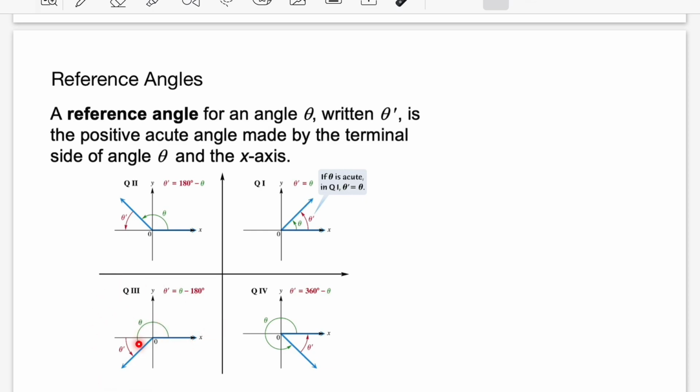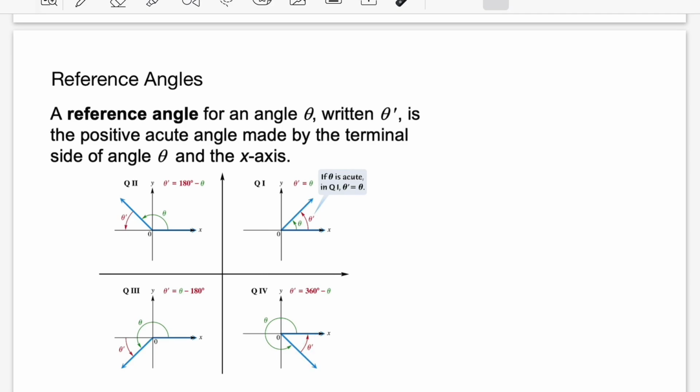Similarly, if our angle theta is in the third quadrant here, what we'll do in that case is our reference angle is going to be the angle made with this terminal side and this negative axis here. So what we'll do is we'll take this angle theta and subtract out 180 degrees. So we're subtracting out everything here, and we'll be left with this angle here. Similarly, if our angle theta is in the fourth quadrant here, what we'll do is we'll subtract out 360 degrees and take away theta. So 360 degrees is one full rotation here. If we take away this angle theta here, we'll just be left with theta prime here.